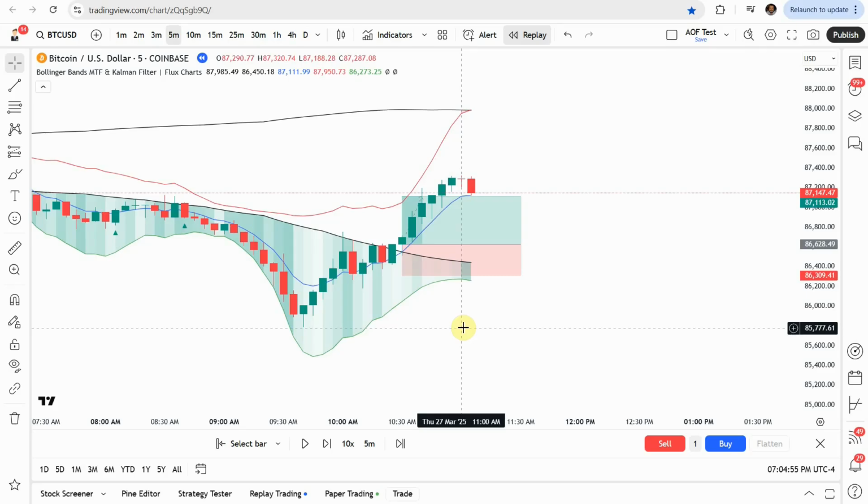Now, during the same period of time, we did 39 trades with the Academy of Forex indicator. We had an 80% win rate and a total gain right around $19,000.